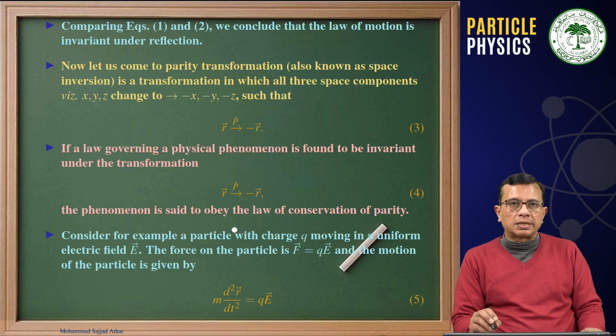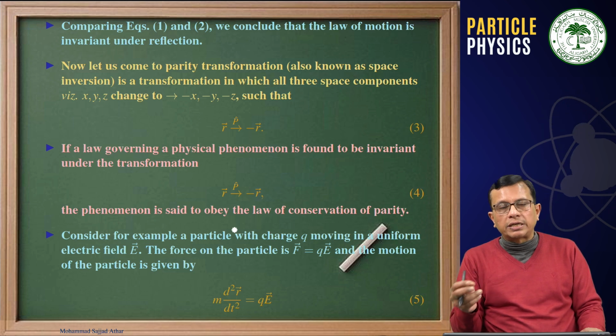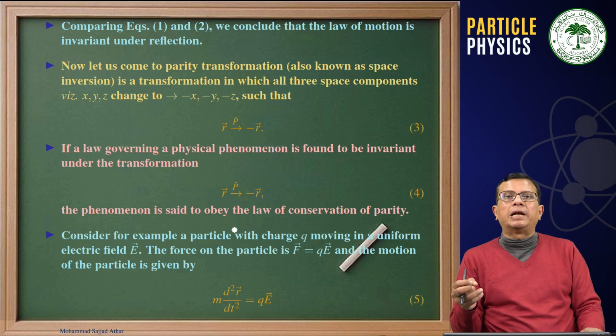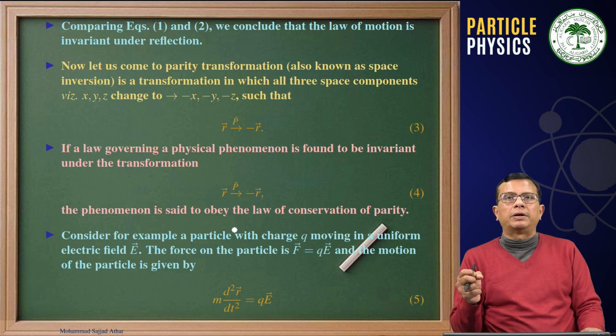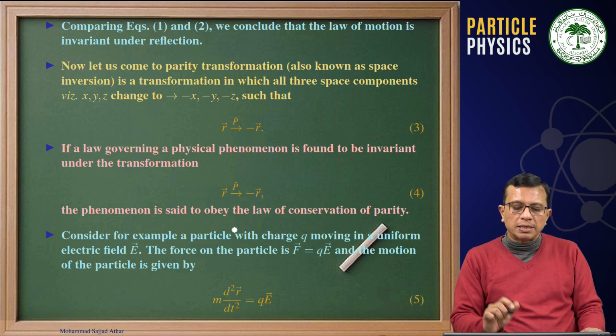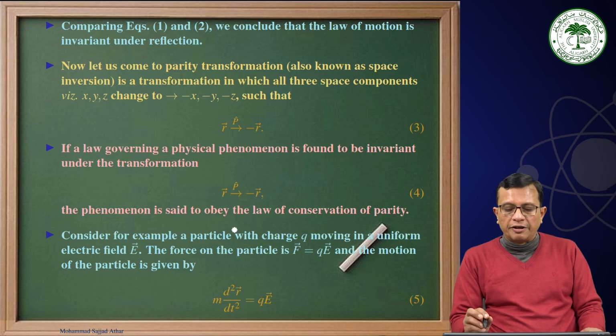Now let us see how the electric field behaves under parity operation, or the magnetic field behaves under parity operation, or Maxwell's equations behave under parity operation. Now consider, for example, a particle with charge q moving in a uniform electric field E. The force on the particle will be qE, and the motion of the particle will be described by m d squared r by dt squared, that is equal to qE.